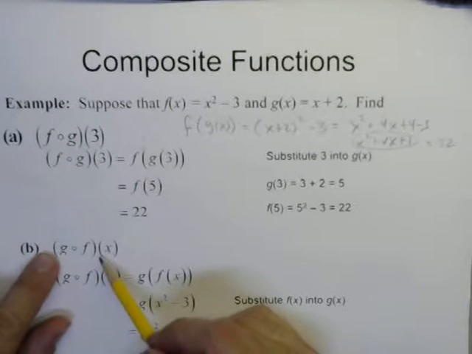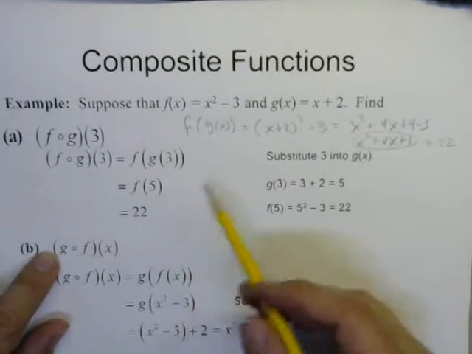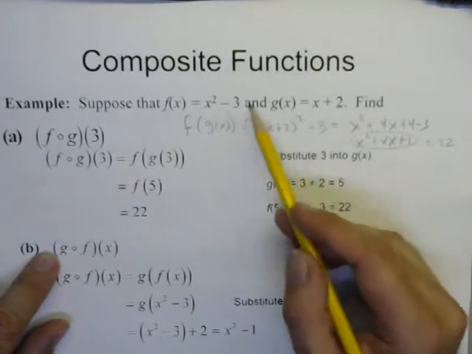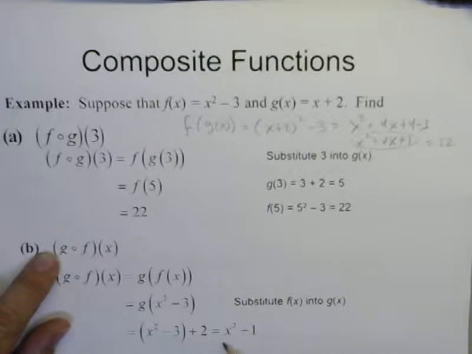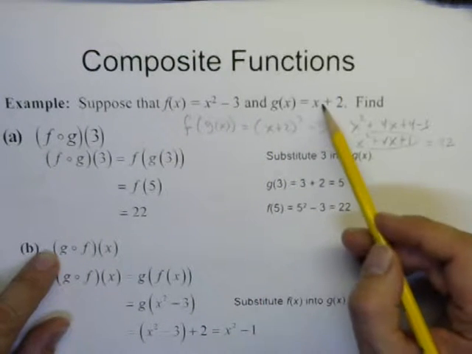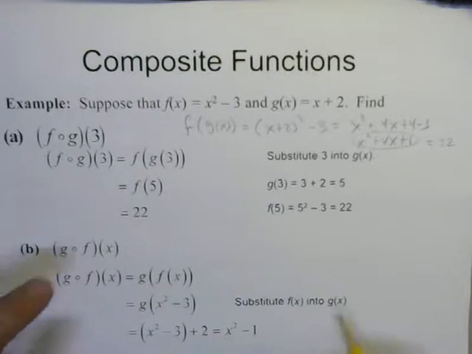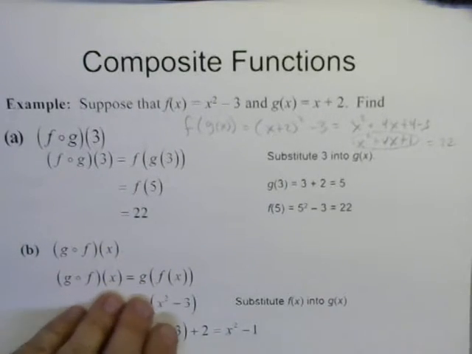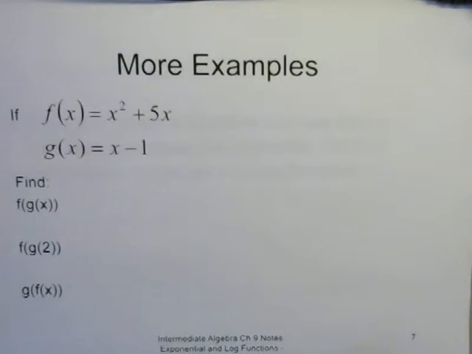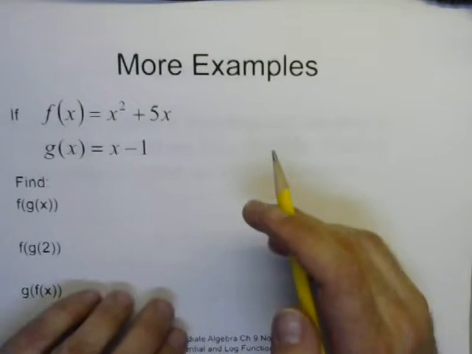So let's say you want to find g of f of x. In that case, I would just take the x here and replace it with x squared minus 3, and then just simplify. So I'll get x squared minus 3 plus 2. That just gives me x squared minus 1. So maybe look at a couple of other examples here.